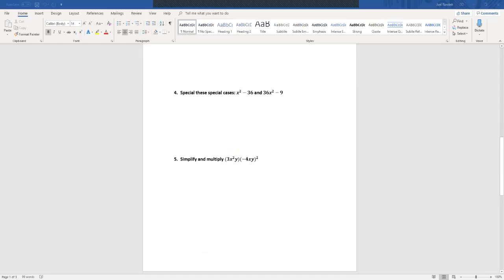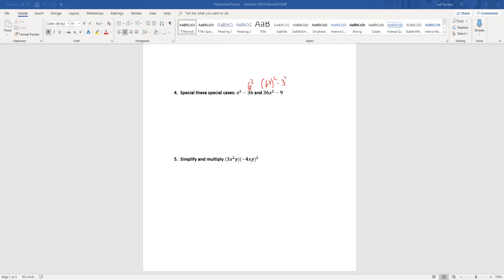Problem number 4 says to factor these special cases. And both of these are called differences of squares. We know that 6 squared is 36. So this is really the same as x squared minus 6 squared. And then this other problem is really 6x to the power of 2 minus 3 to the power of 2. So that's also a difference of squares.